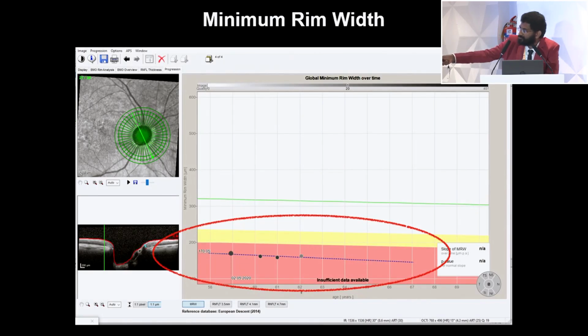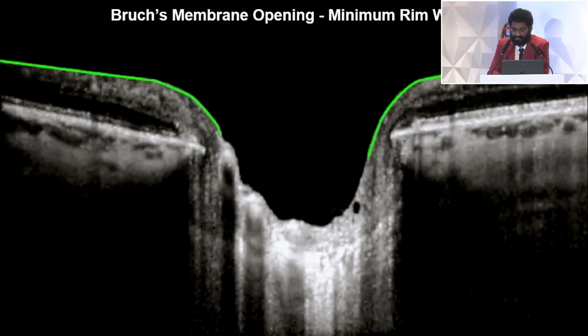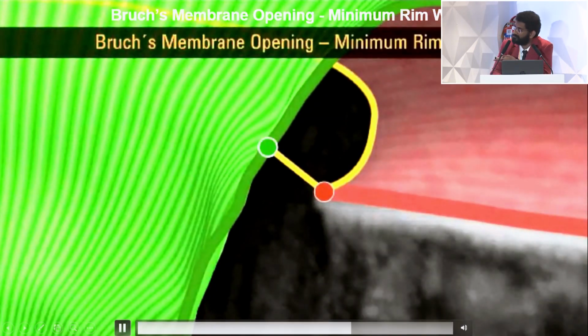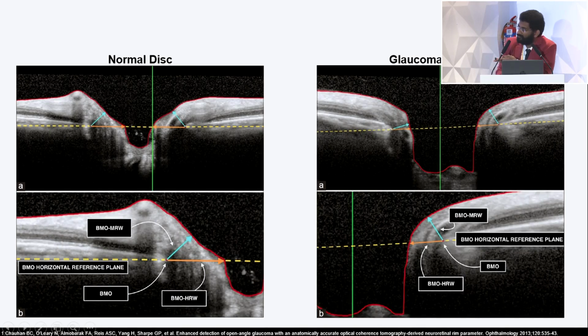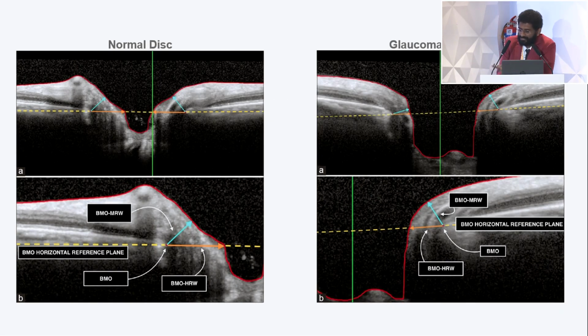And again, Bruch's membrane opening minimum rim width is a very good tool because it has an anatomic positioning system, and it helps you even document 1 to 2 micrometers of tissue loss. So Madam would have covered in her talk in the morning in the GSA session as well, beautifully demonstrated by Madam, the Bruch's membrane minimum rim width, which is slowly shifting towards, we previously had the horizontal rim width, now we are moving to this concept of minimum rim width. The horizontal rim width is slowly outdating, and this is my paper as well in the Indian Journal of Ophthalmology as to why it is important.